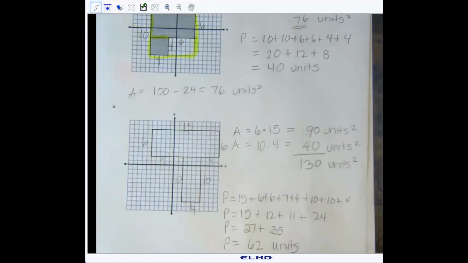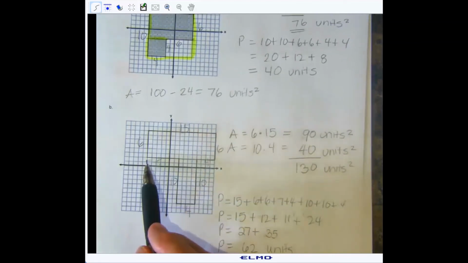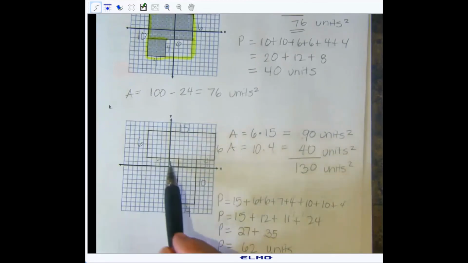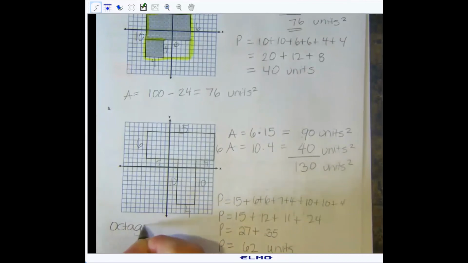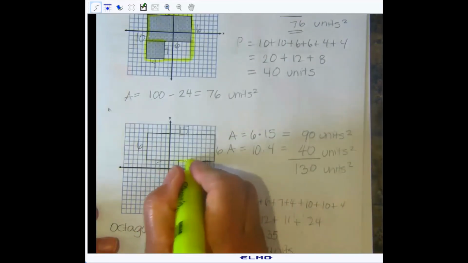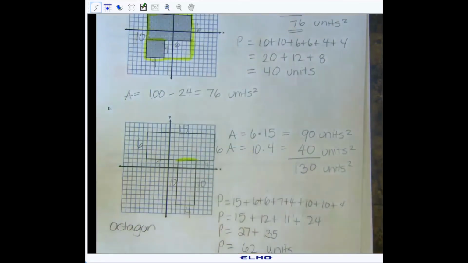Okay, now this one is a T-shape, it looks like. So let's count the sides. 1, 2, 3, 4, 5, 6, 7, 8. So this would be an octagon, not a regular octagon, but an octagon all the same because it has 8 sides. The area, I'm just going to do it one way this time, 2 rectangles, the big top of the T and the base of the T.